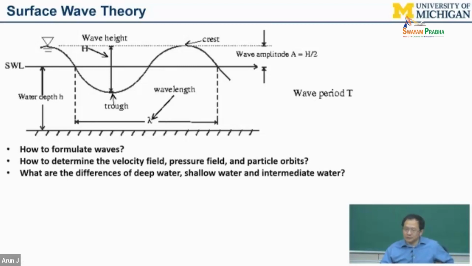We want to use the potential flow to formulate the problem, and eventually we solve for this potential function, that is the velocity potential. With this velocity potential, d phi dx gives the x direction velocity, and d phi dy gives the y direction velocity. Then, once you understand the velocity, you use the Bernoulli equation to understand the pressure. After that, since you know the velocity, you can find the particle motion.